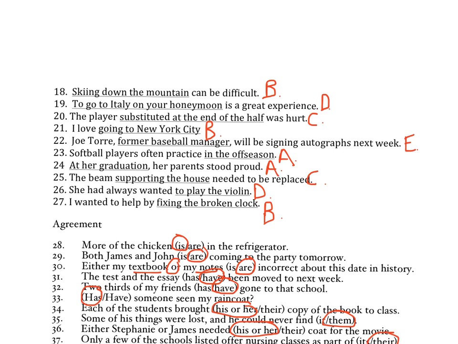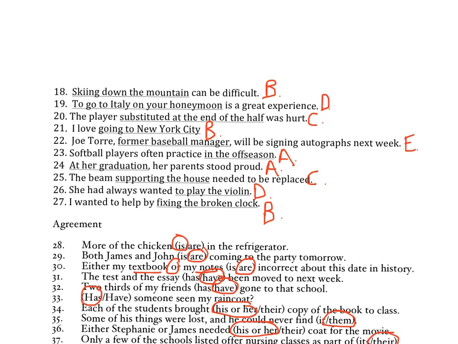Skiing down the mountain can be difficult. Skiing down the mountain is a gerund phrase. All right, the ing form of a verb, ski, skiing. When you have the ing form of a verb, you could have two types of phrases. You could have a gerund, you could have a participle. How can we tell the difference? Well, gerunds act as nouns. Participles act as adjectives. In this case, skiing down the mountain is a noun. It's the subject of the sentence.